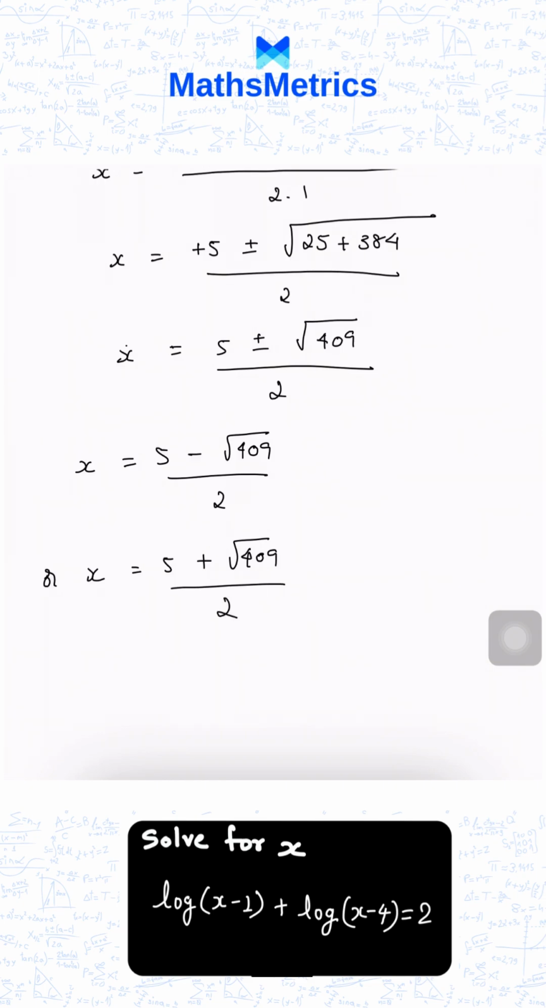In this case, the square root of 409 is approximately 20. So 5 minus 20 is a negative number, and hence reject. And 5 plus square root of 409 comes to approximately 20 plus 5 is 25, divided by 2 is more than 12. So in this case, x is more than 4. So that satisfies, and this is our answer.